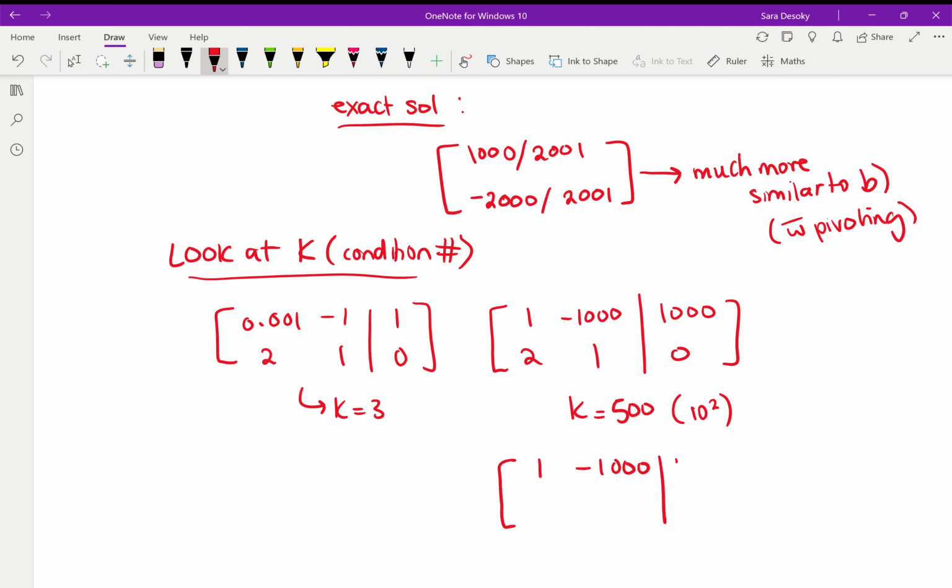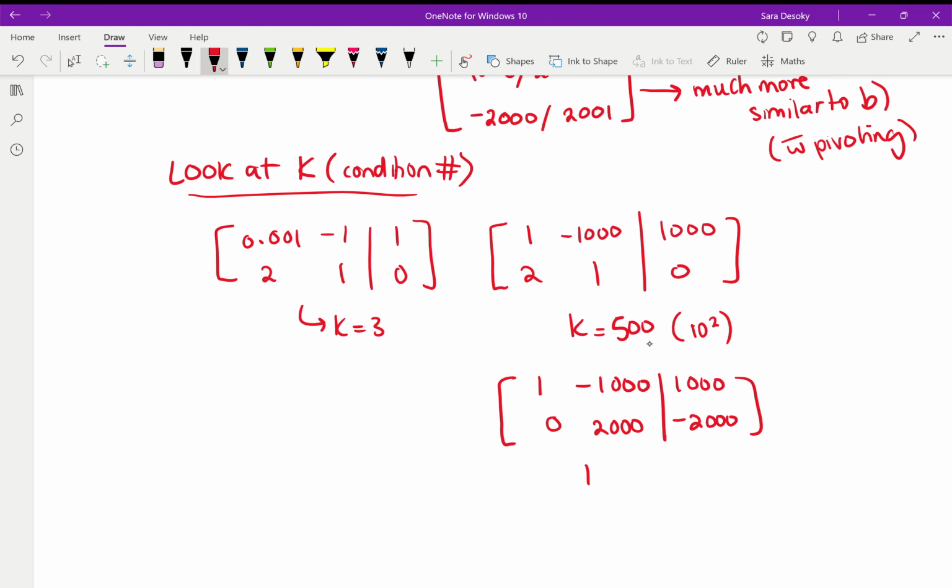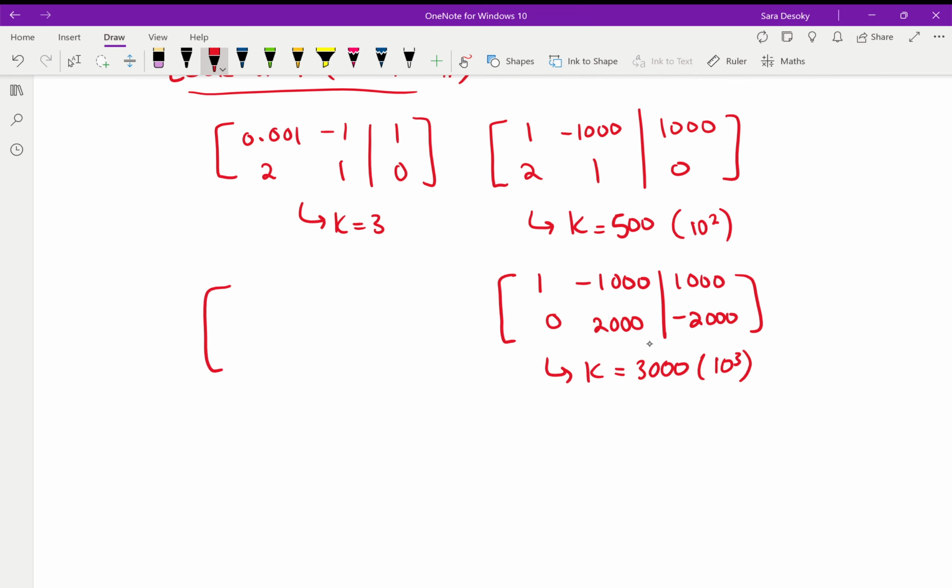And then now look at the last one. Kappa is 10 to the 6. This is purely a consequence of not having done pivoting. Condition numbers for these look much better. This is 3. This one, 2. This one, it's 2. And the only thing that's different in these is we used pivoting.